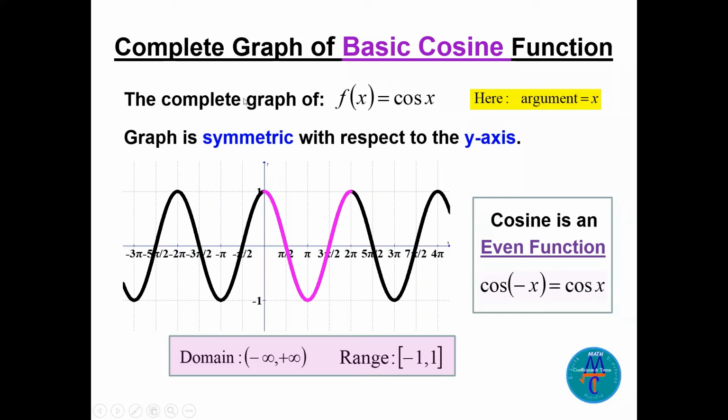This is the complete graph of the cosine function without any shifting. This is f of x equals cosine of x. And the cosine, as we mentioned before, is an even function. Cosine of minus x will be the same as cosine of x, and it is symmetric with respect to the y-axis. See, the y-axis will divide the graph into two equal pieces. The domain is all real numbers like the sine, and the range is the closed interval from -1 to 1. This is without shifting, remember.